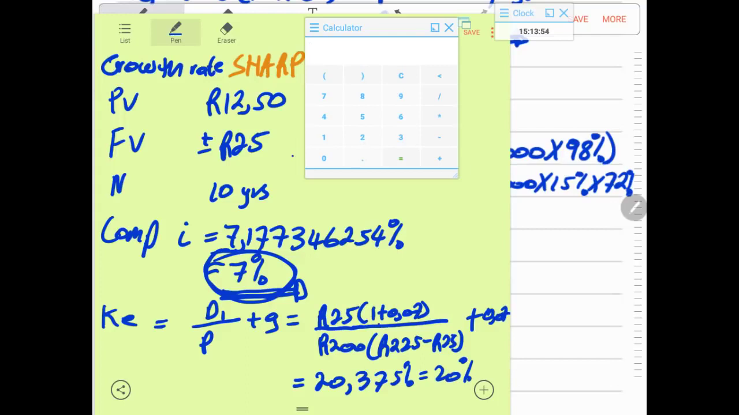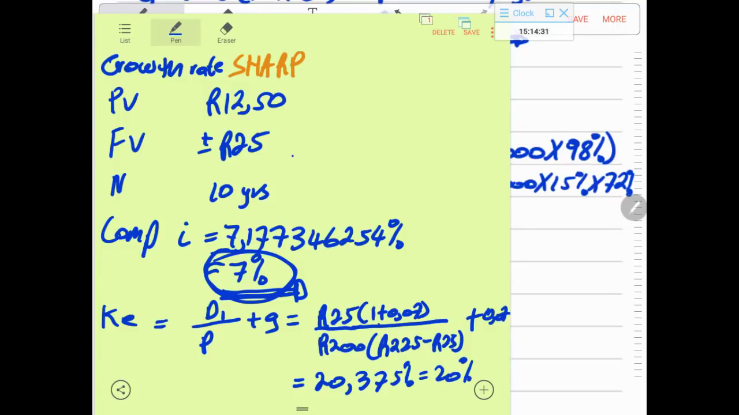Now this will be 25 times 1.07, divide this by 200, then plus 0.07, and multiply that by 100 to get to our growth rate of 20.375. So this is the cost of equity. This is the formula that you must master in case it is there in your assessment or any assessment.